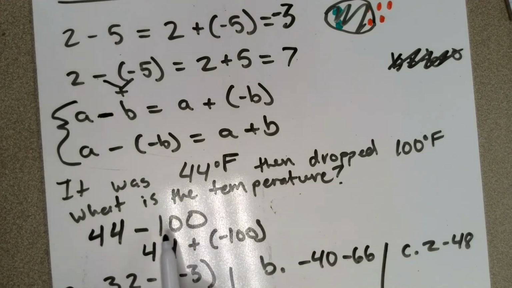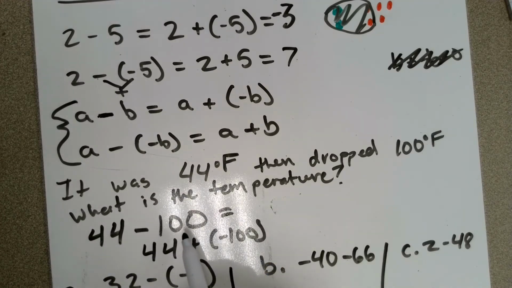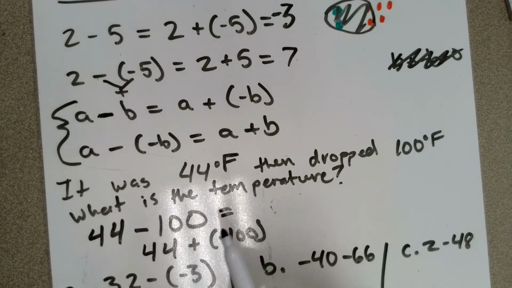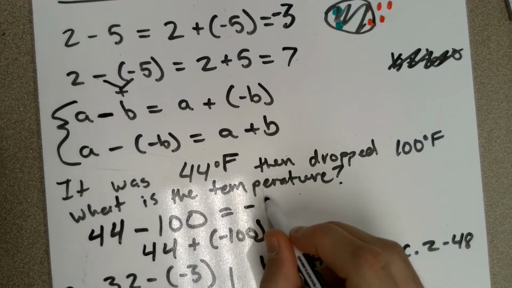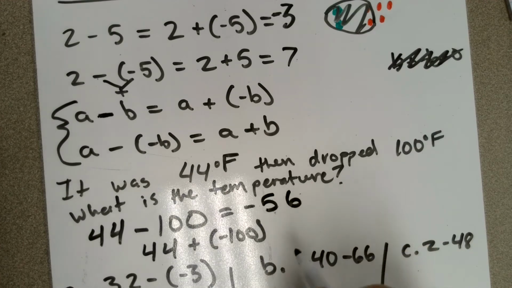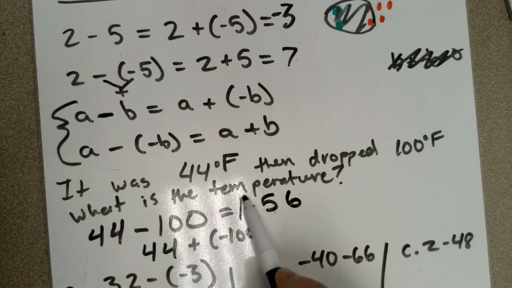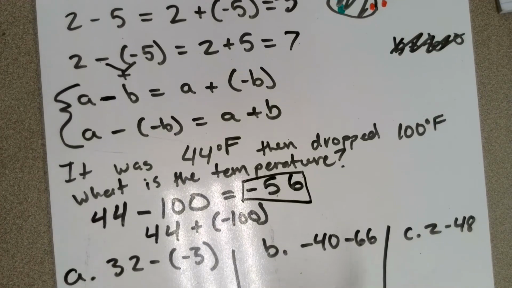I'm just going to stick with the regular, just because they're both positive numbers, and I can do a little mental math here. I know if this was a 50, 50 minus 100 would be negative 50. I know if it was a 40, 40 minus 100 would be negative 60. So I know it's between negative 50 and negative 60. And I can do a little bit more mental math and figure out that we got negative 56 as our final answer. Whatever works best for you, that's what I want you to do.